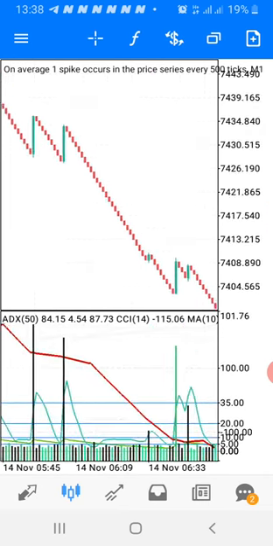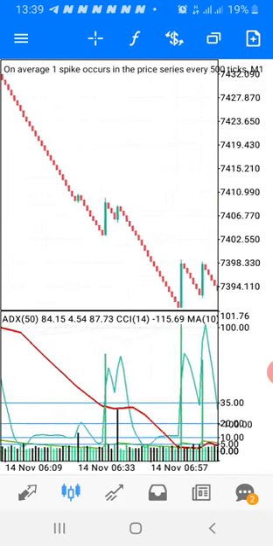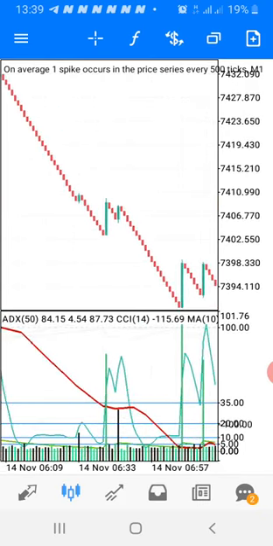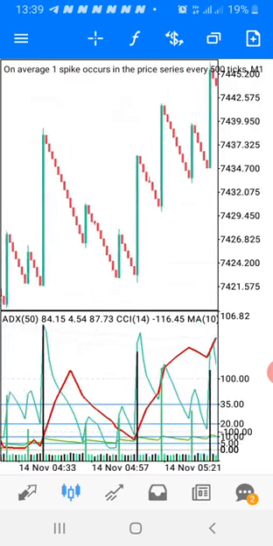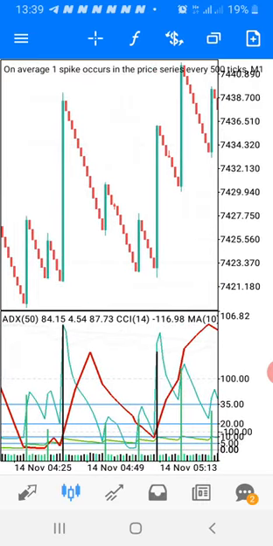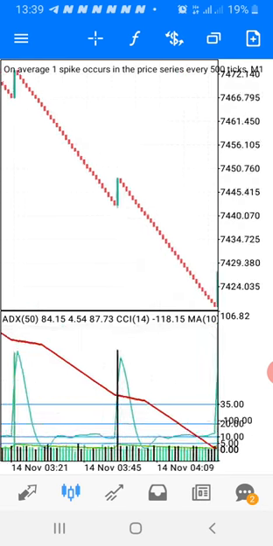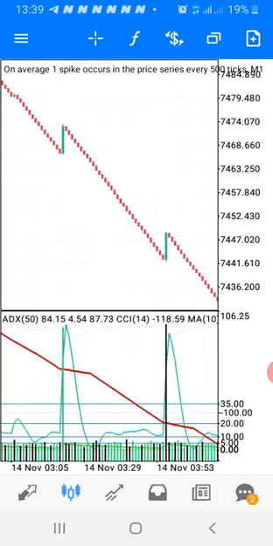Cross below, you buy at the oversold level. So see, for this spike, it crossed below at the oversold, you buy. It crossed below, you buy. So that's how this strategy works.